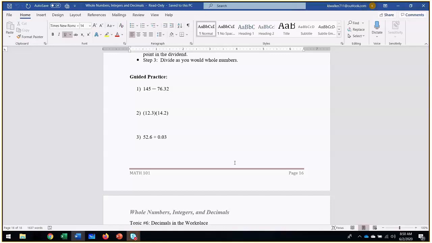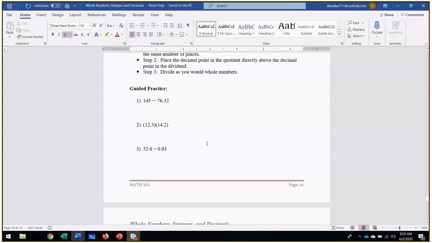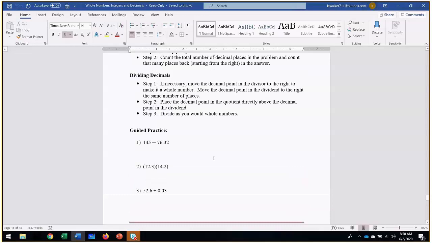All right, so number 3 is 52.6 divided by 0.03. Let me scroll up now and let's talk about the steps. So when you're dividing decimals, you need to watch out for decimals in the divisor. The divisor is the number that you are dividing by. When you set this up for long division, like we're about to do right now, the divisor is the number that will go on the outside. It's the number you're dividing by.